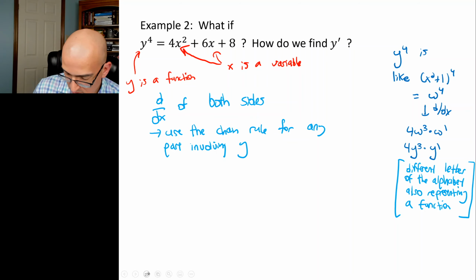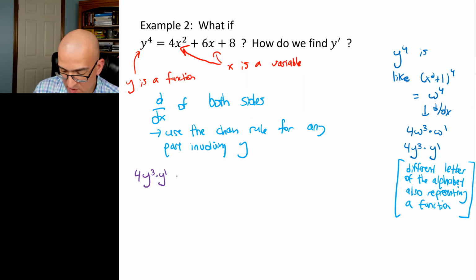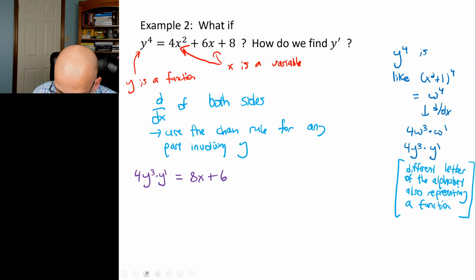So let's take the derivative using this chain rule. The derivative of y to the power 4, y is a function. It's like w to the power 4. The 4 will come down. Y to the power of 3 times y prime. Now on the right hand side we have 8x plus 6 plus 0. Plus 0 doesn't change anything. The question was to find y prime. Next, we isolate for y prime.